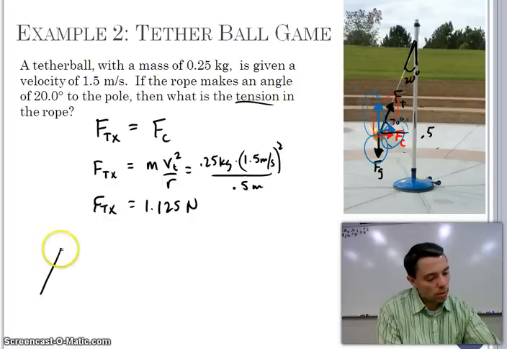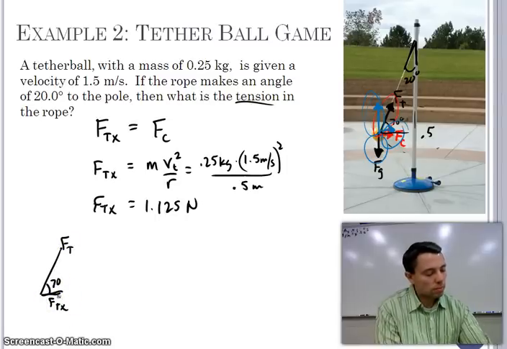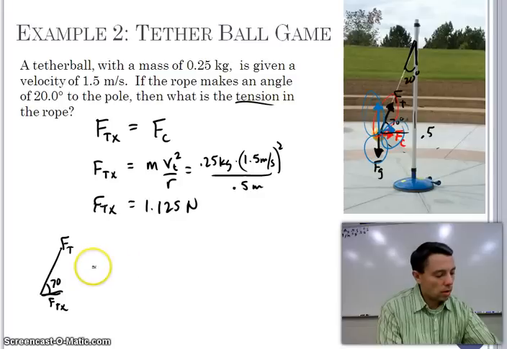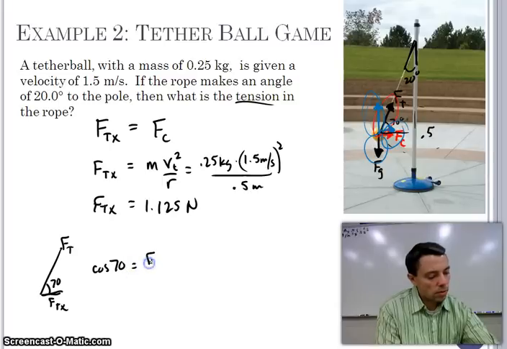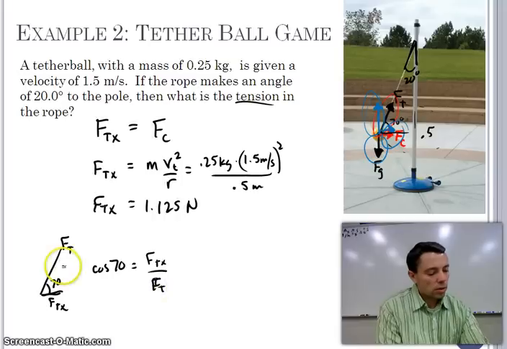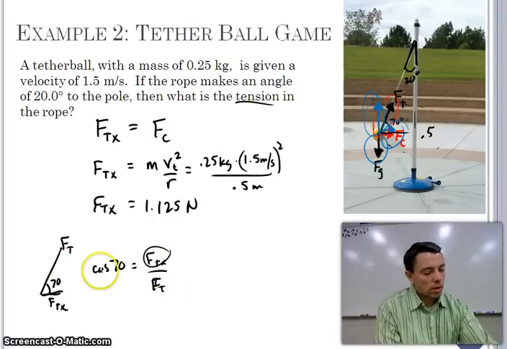I'm looking for the force of tension. So now I'm looking at this in terms of a triangle. The cosine of the 70 degree angle is equal to the force of tension in the x direction over the force of tension. And so I'm going to take my force of tension in the x direction divided by cosine of 70 degrees.